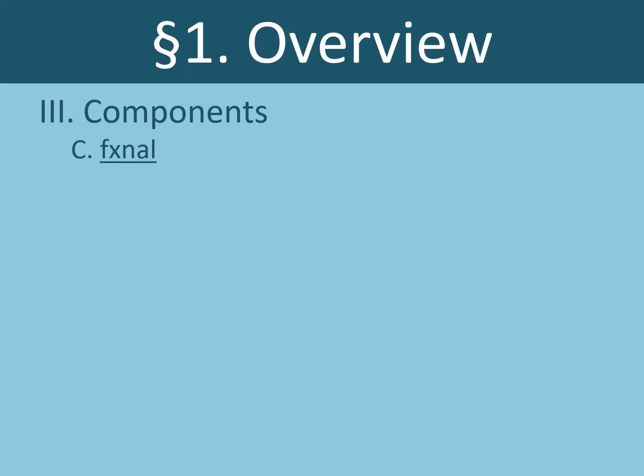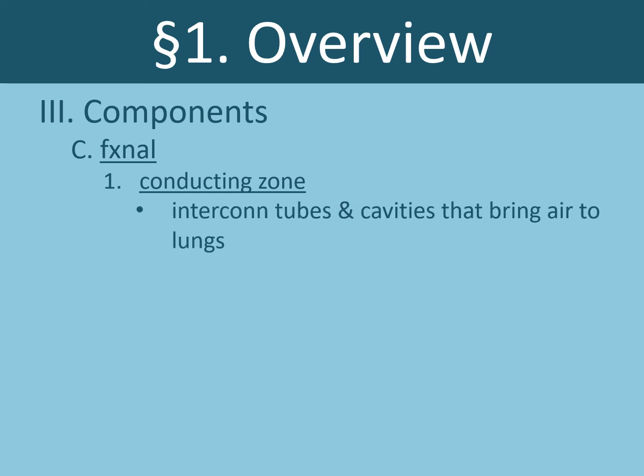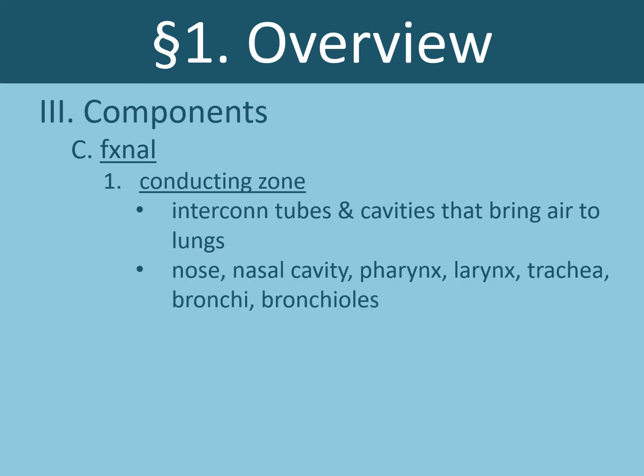The second way of categorizing the organs of the respiratory system is based on their function. The first group of organs is included in a category called the conducting zone. So this is a series of interconnected tubes and cavities that are responsible for bringing air to the lungs, which includes the organs such as the nose, nasal cavity, pharynx, larynx, trachea, bronchi, and bronchioles.